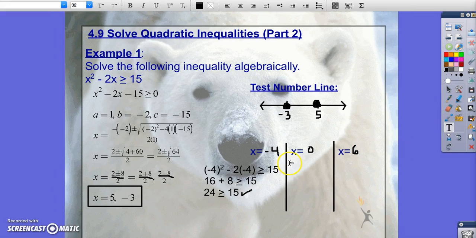Now we're going to do the same thing for the middle one. I'm going to do this each time. We want to see where we need to shade.